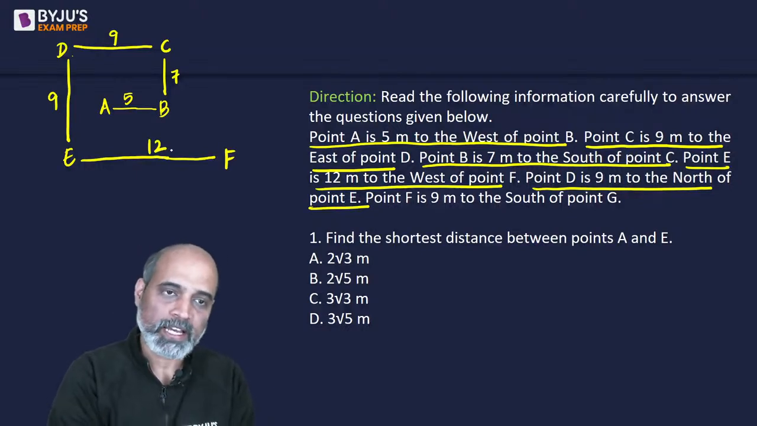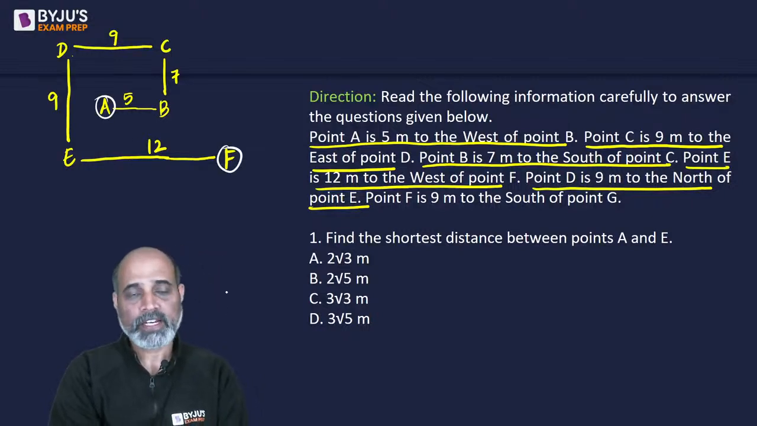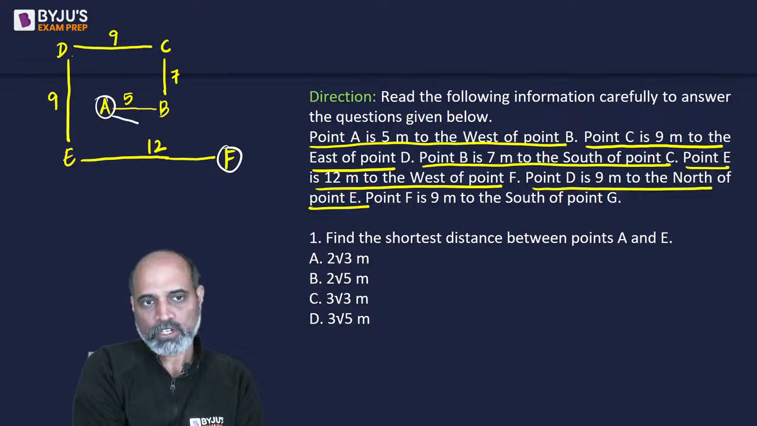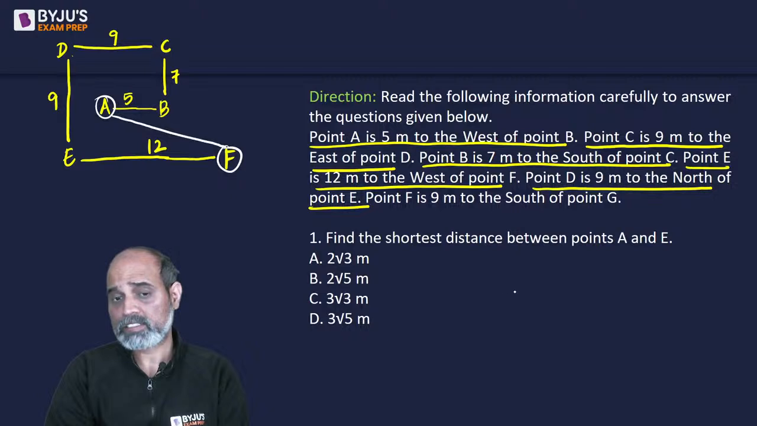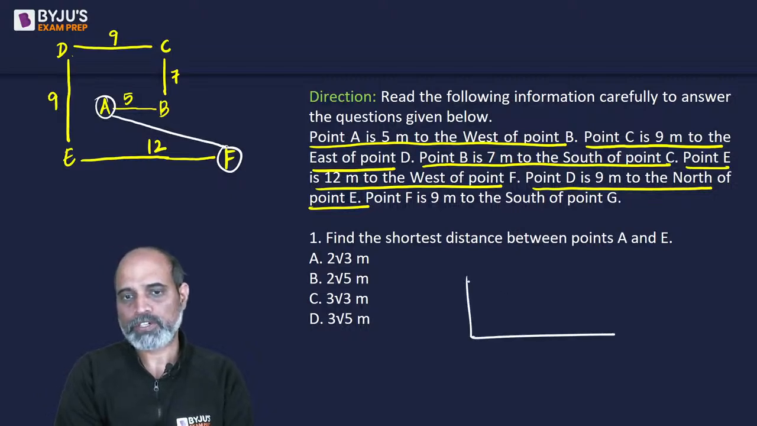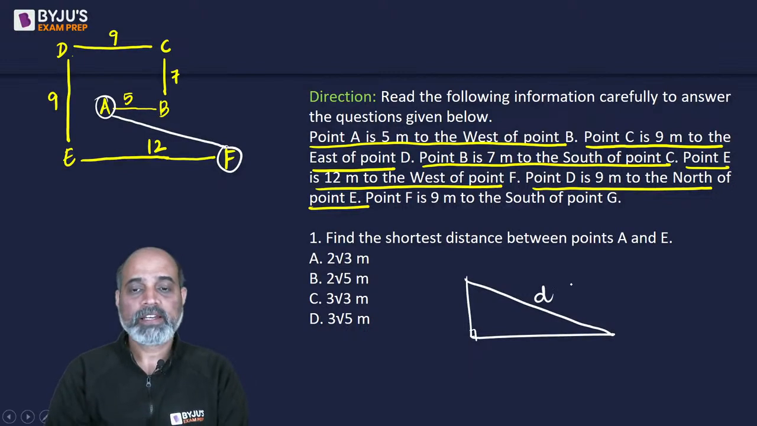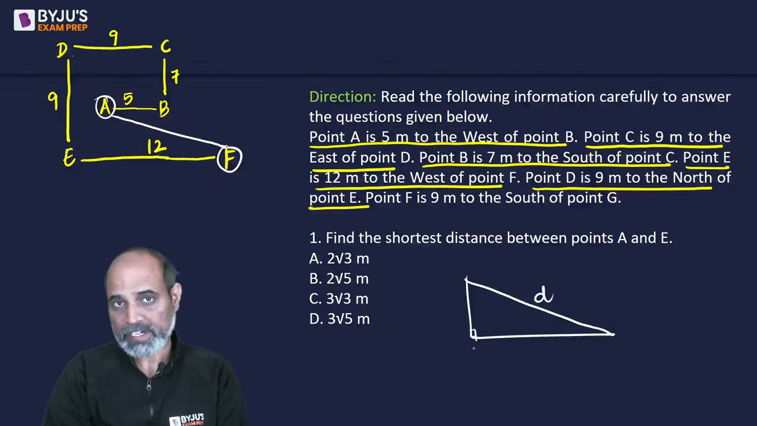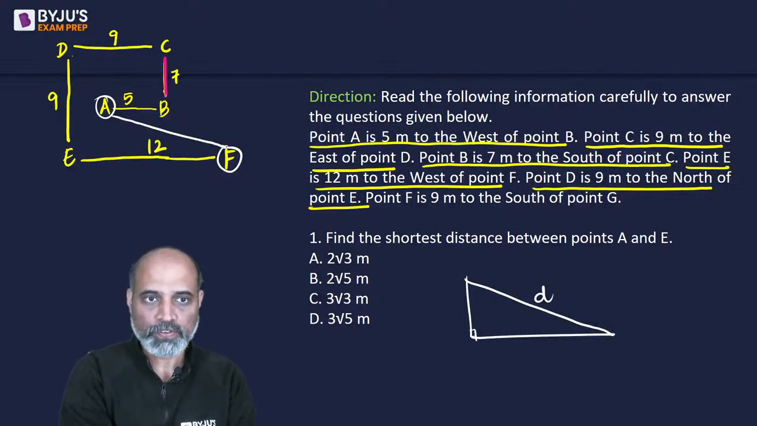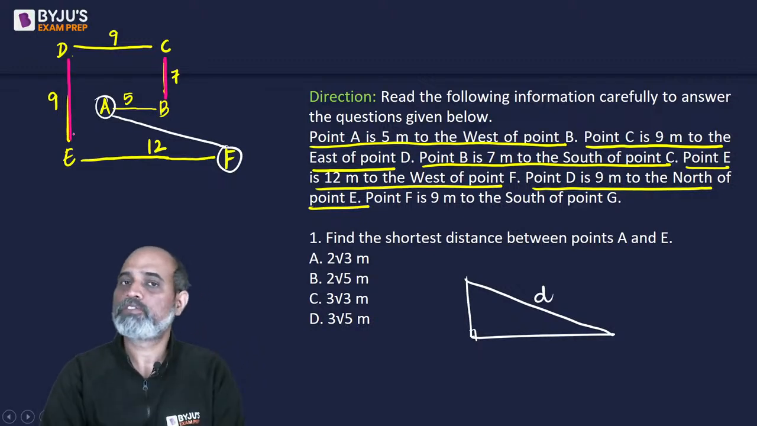Now we are asked to calculate the distance between point A and F, right? The shortest distance. So the shortest distance is going to be this distance. Now how do we calculate that distance? What we do is we draw a right angle triangle where the hypotenuse will give us the distance. Now if you look at the vertical side of the right angle triangle, it has to do with the vertical lines that exist on this diagram.